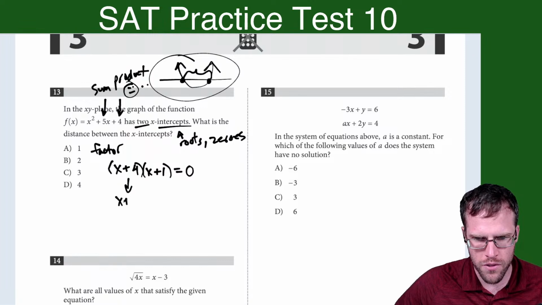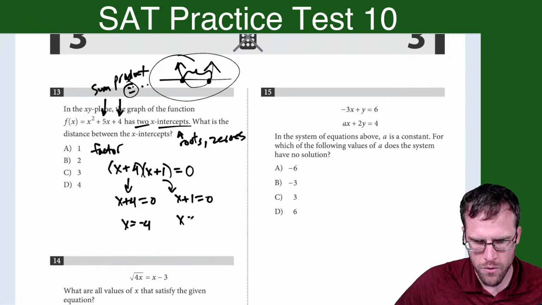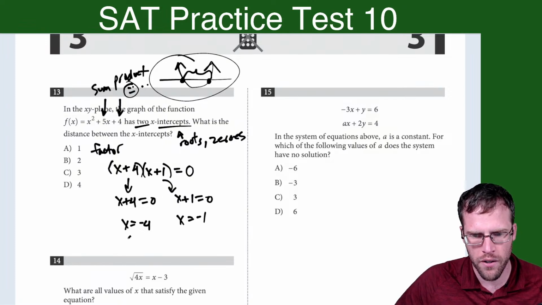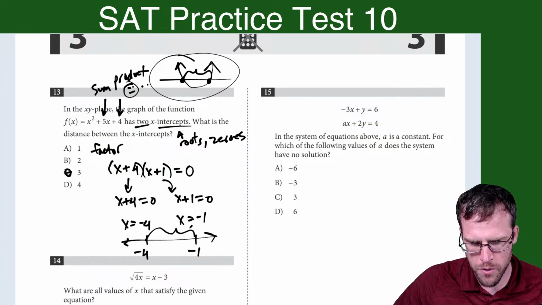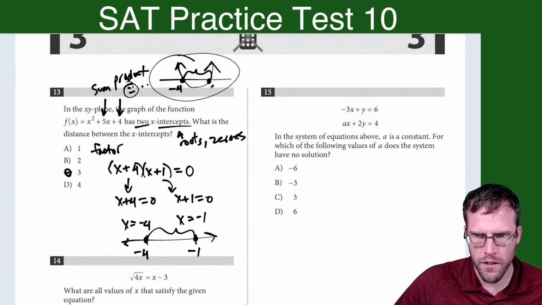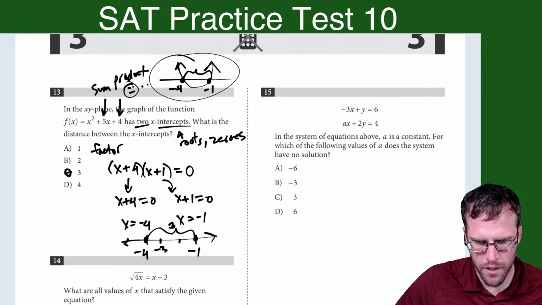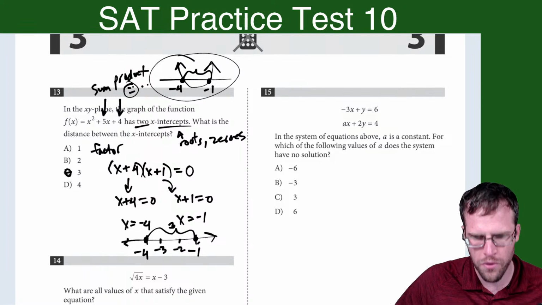Now the roots, you just set them equal to 0. x equals negative 4, and this one will give you a root of x equals negative 1. But now you've got to be careful. How far away are they? You might just be able to do it in your head. They're 3 away. You're thinking about the space between these two roots. This occurs at negative 4 and negative 1, and those are 3 away. You can even see here, negative 3, negative 2, that's 1, 2, 3 jumps.